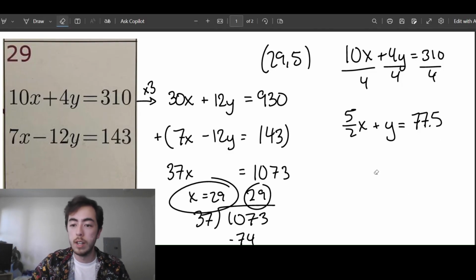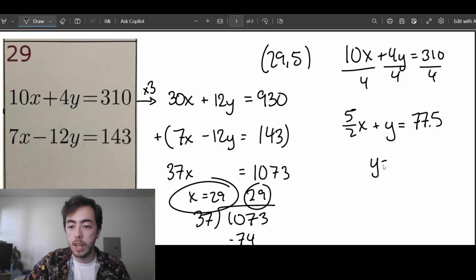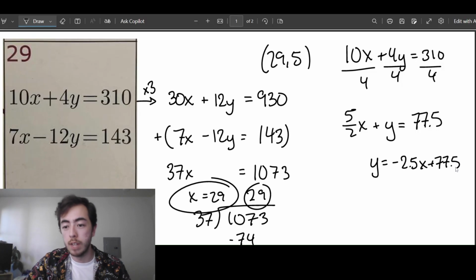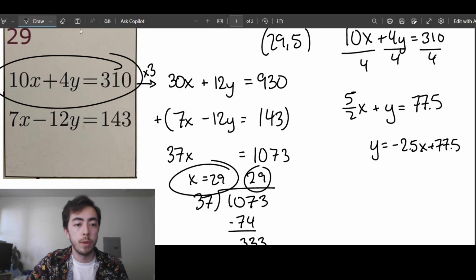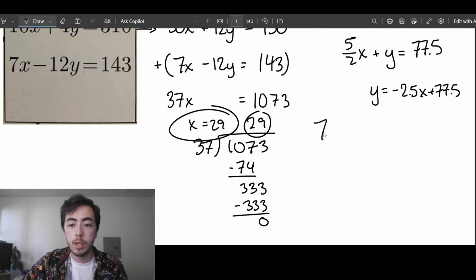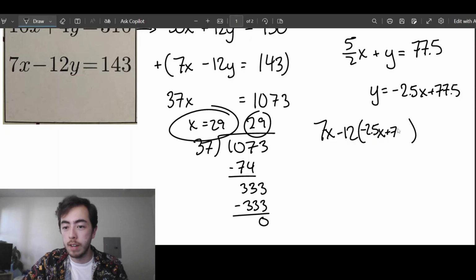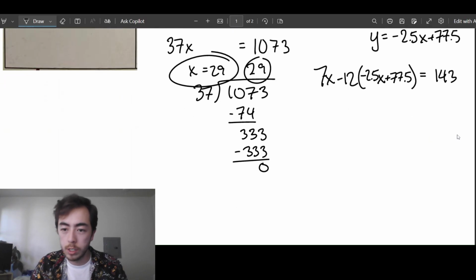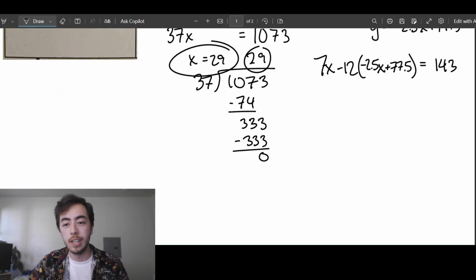Cool. So now that I have y by itself, let me just isolate it real quick. If 77.5 is a decimal, might as well call the other one a decimal too. And then now I have some kind of equation with y all by itself. And I got it by using this top equation. And so if I stick that information into the bottom equation, I should be able to solve for x. We're going to get 7x minus 12y, but instead of y, I'm going to write this new expression that I have for y, and this should be equal to 143. And now it's just a little bit of algebra and arithmetic to figure out that x is 29 again.